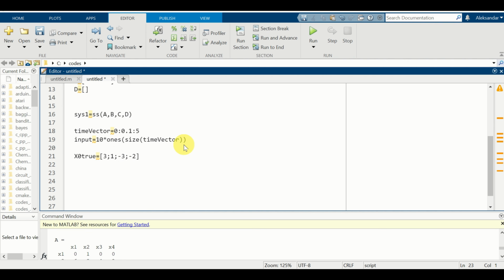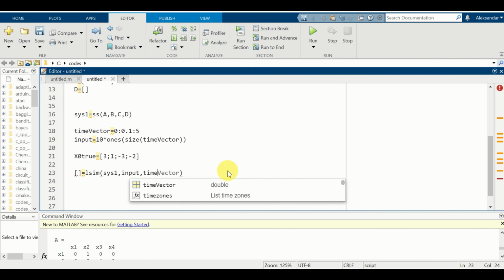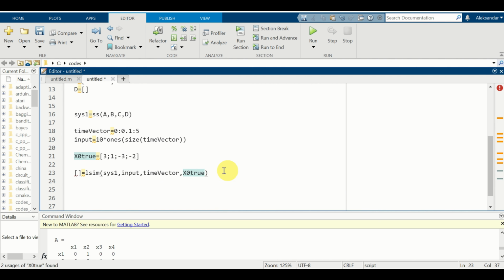Next, let's simulate our system. To simulate the system, we will use the function LSIM. The first input argument of LSIM is our system. In our case, it's system 1, that is our state space model. The second input argument is the input sequence used for simulation. In our case, it's input. The third input argument is time vector. And the last input argument is our initial state, x0 true.